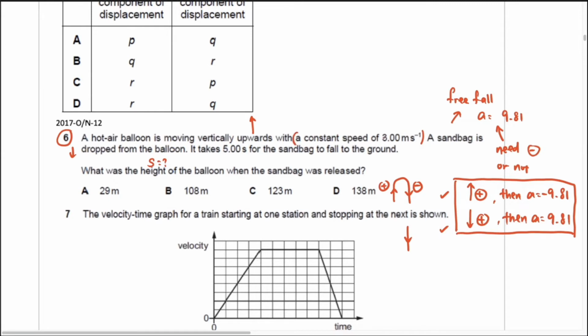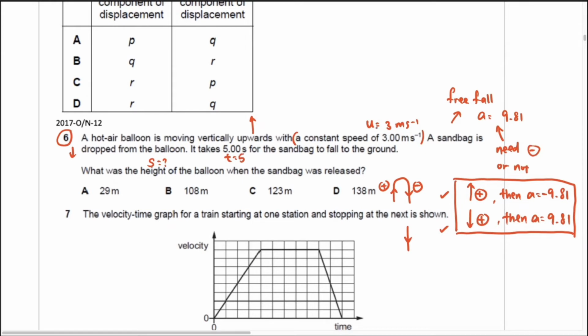This is the speed of the hot air balloon. You have to know the hot air balloon carries the sandbag. So if the hot air balloon moves at 3 meters per second, the sandbag will move at 3 meters per second also. This is the initial speed of the sandbag, because they have the same speed until the moment you release the sandbag, when it starts to experience free fall. It takes 5 seconds to reach the ground.